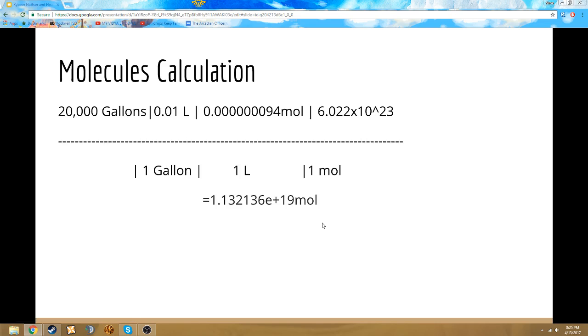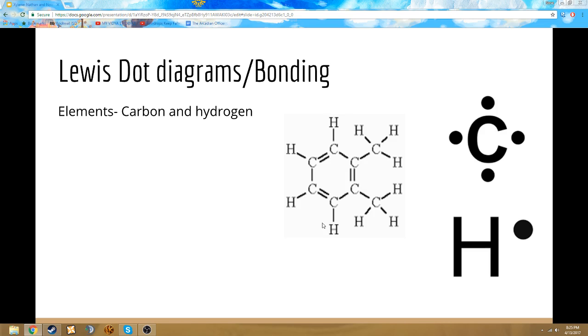Now we're going to move on to my buddy Nathan here. Nathan! Hi. Alright, so this is our Lewis dot diagram, again for only the 15th time.